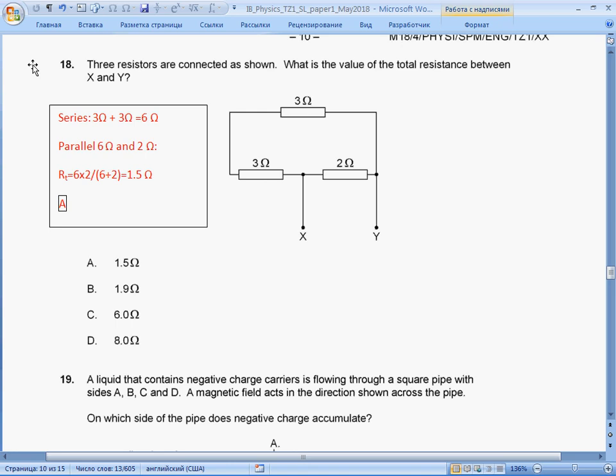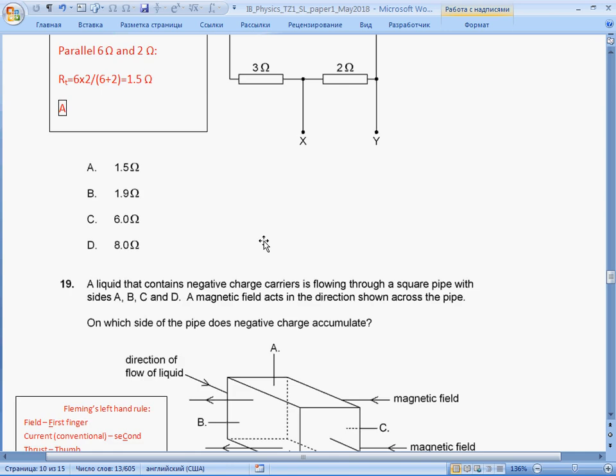Three resistors are connected as shown. What is the value of the total resistance between X and Y? So let's see. 3 ohm and 3 ohm are connected in series, so they can be replaced with a 6 ohm resistor. Then we have a 6 ohm resistor and a 2 ohm resistor connected in parallel, so we either use the formula for parallel connection, or there is a simpler formula for two resistors, product divided by sum, so we get 1.5.